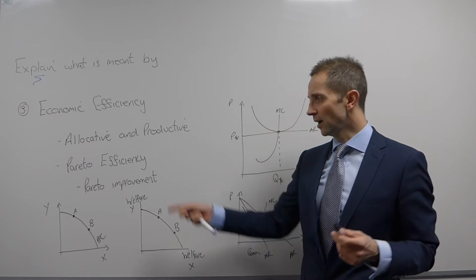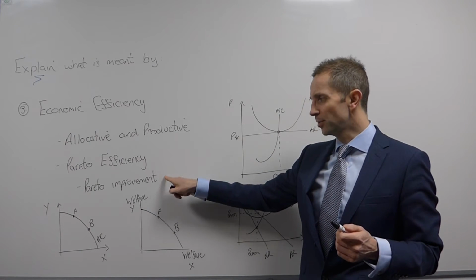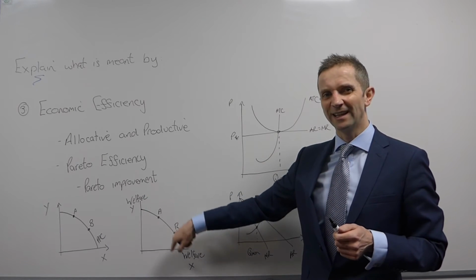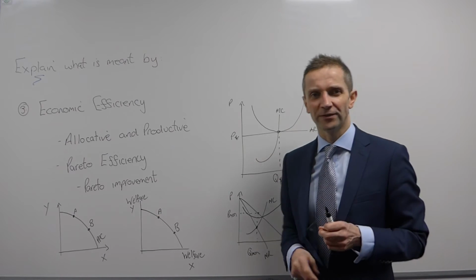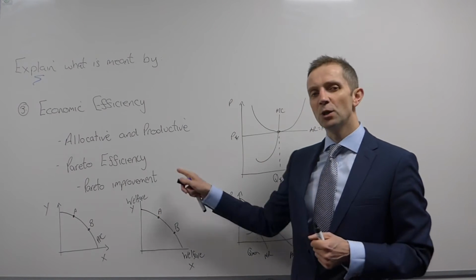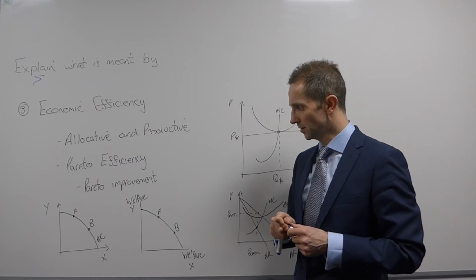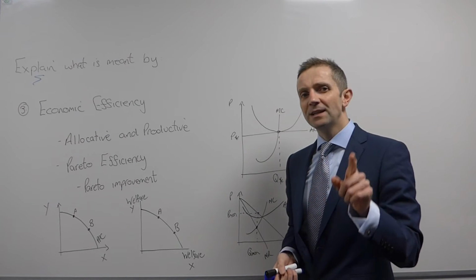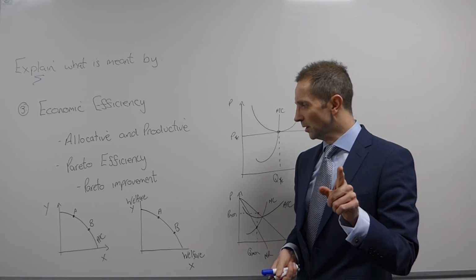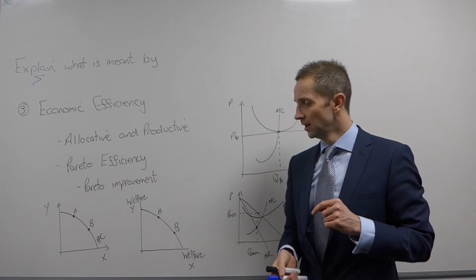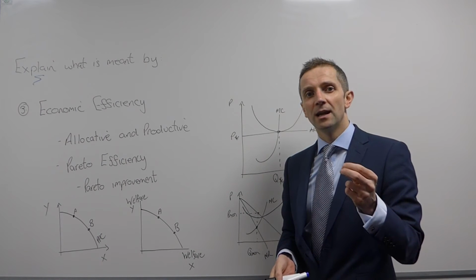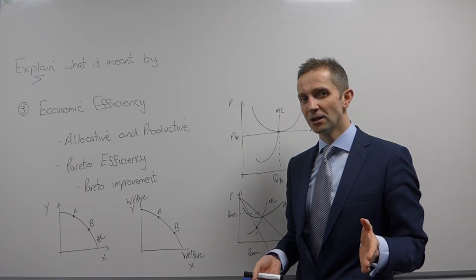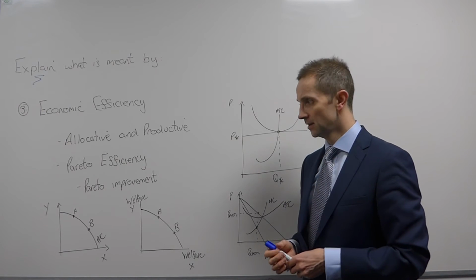Now this whole notion of a Pareto efficient point and a Pareto improvement is an important one, and one can also use a similar sort of trade-off diagram to illustrate this notion of a Pareto improvement. So a Pareto improvement is this. It means that it is only possible to make one person better off without making another person worse off.